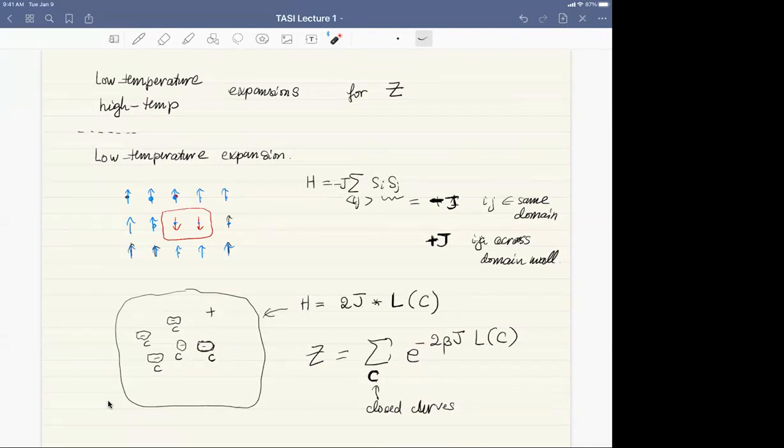Sorry, can I ask a quick question about the partition function that you wrote down? The C in the sum is now not over just the domain wall boundaries, right? It's over all the closed curves? All the domain wall boundaries. I call this domain wall boundary closed curve. Oh, okay, so the C there is only over the boundaries of the domain walls. But I want to emphasize that we have to sum over all possible configurations of this boundary. These are the zigzags that separate spin up from spin down.